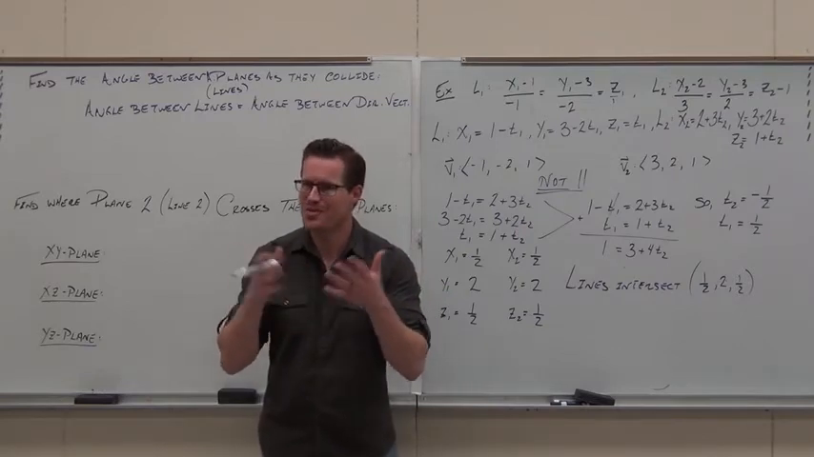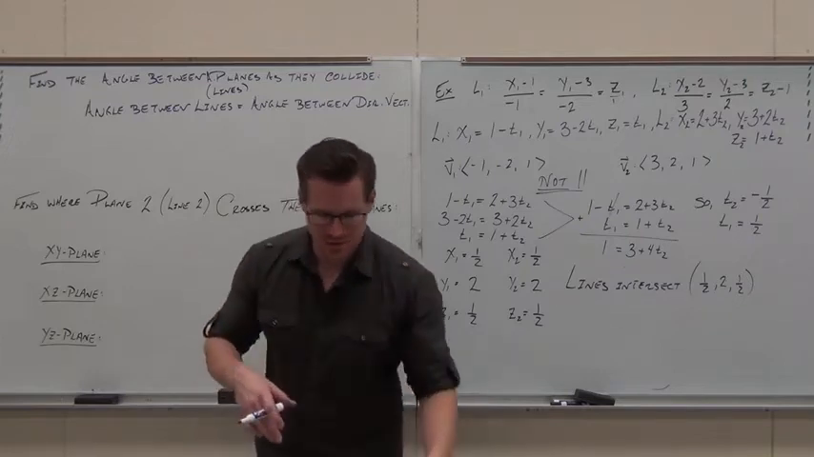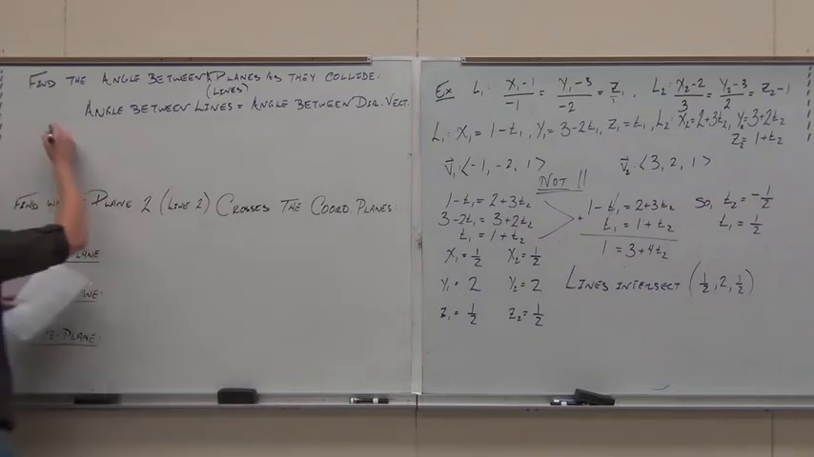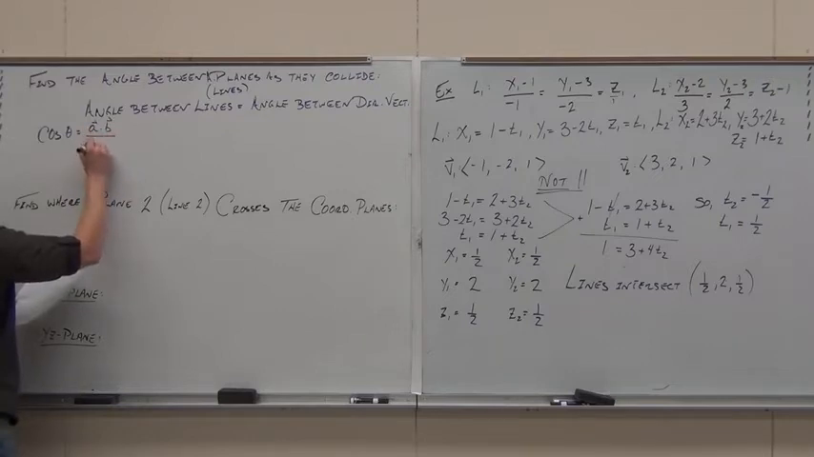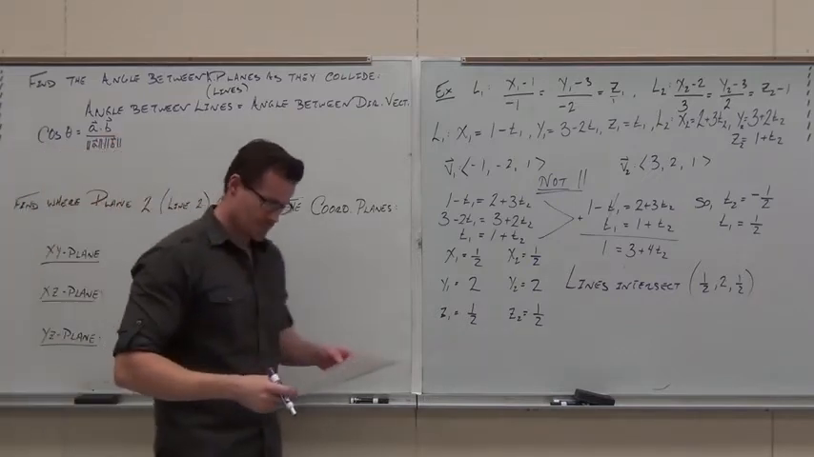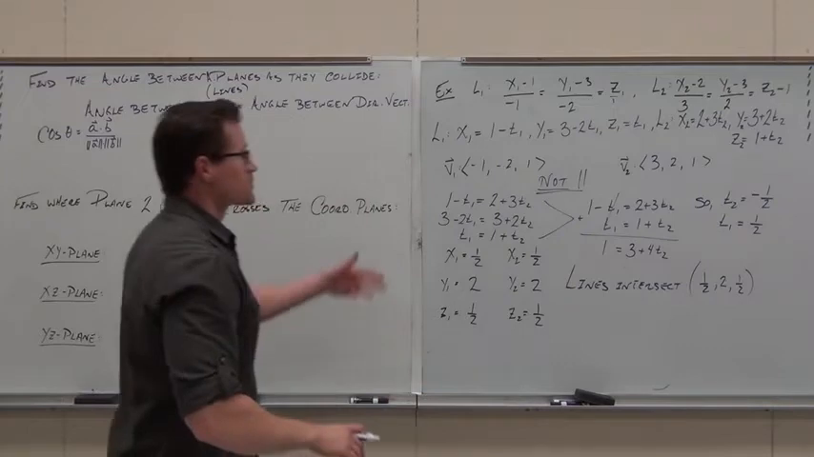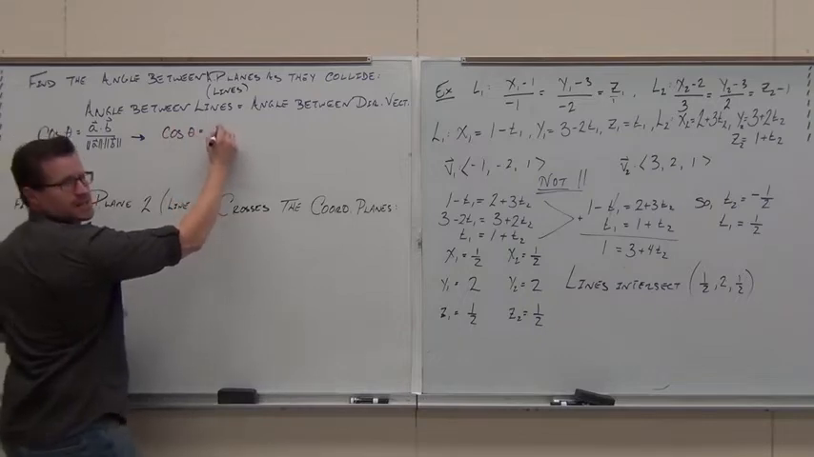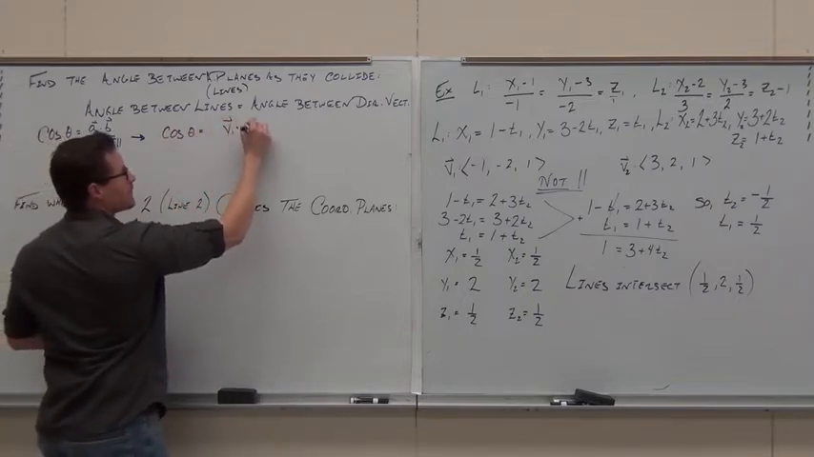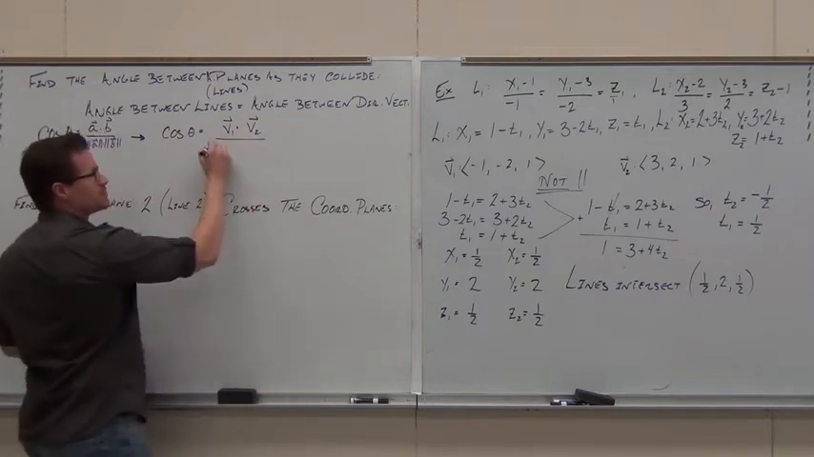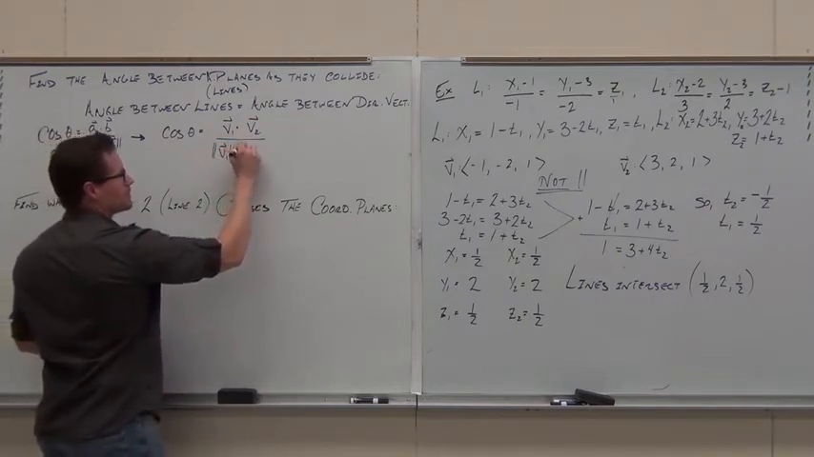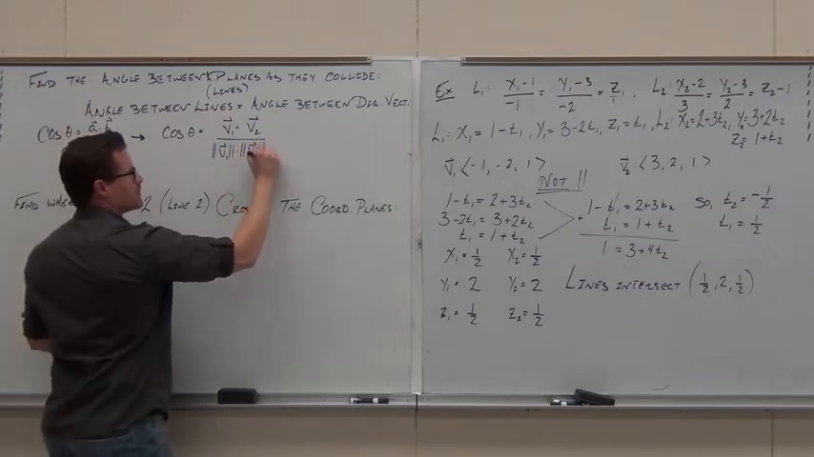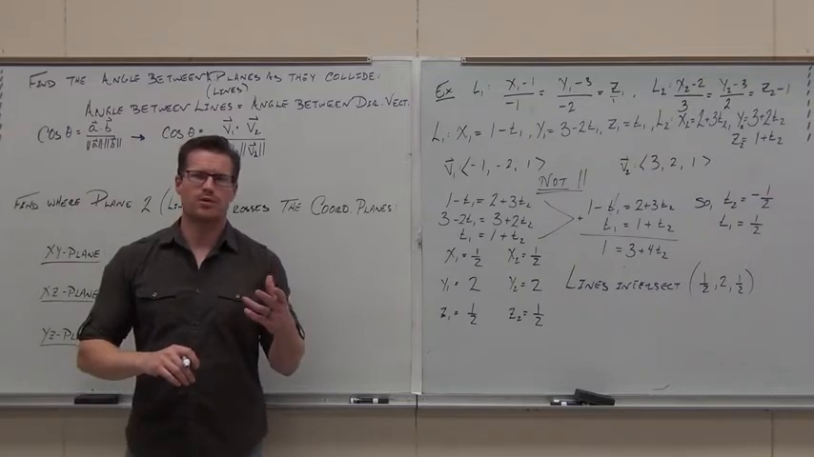Do you remember the formula? Do you know how to do that? The angle between any lines is given by this. So for us specifically, let's take V1 dot with V2, divide by their magnitudes, and then I'm going to put one more thing up here so you don't get confused.